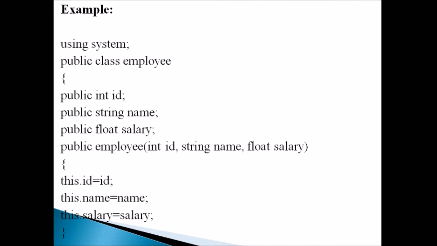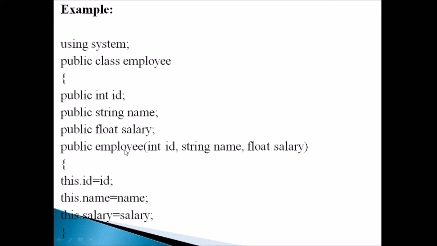Example of using this keyword. Here, using System, public class Employee. Here the class name is Employee, where we have declared some variables, that is ID, name, salary. ID is of integer data type and the access specifier is public. It means that it can be accessed anywhere from the same class or from outside of the class. Next, name is declared with the data type string, and salary is declared with the data type float. So these are the variables.